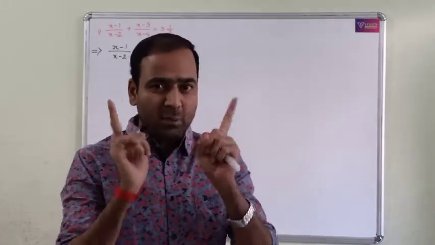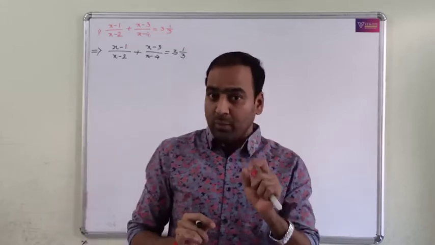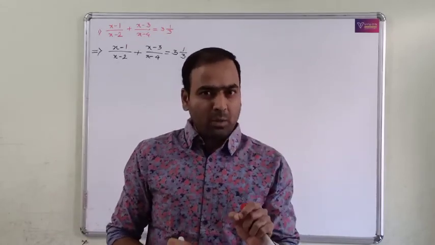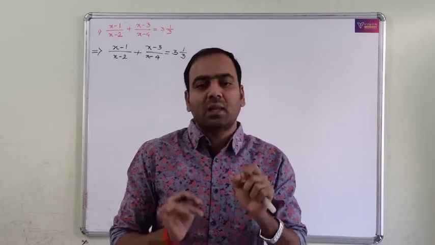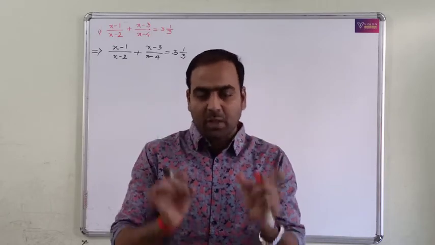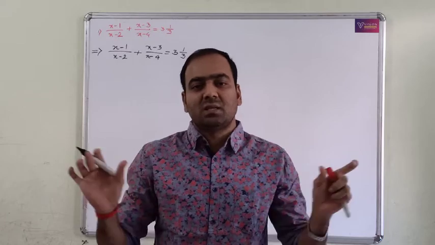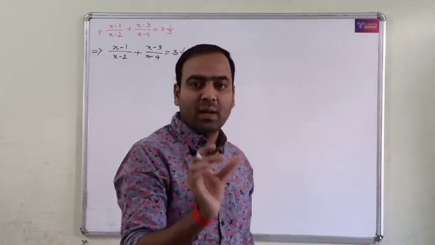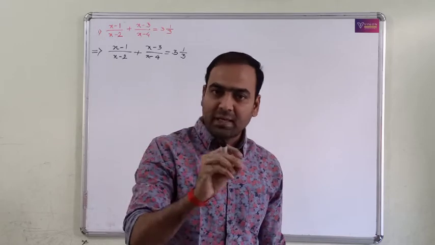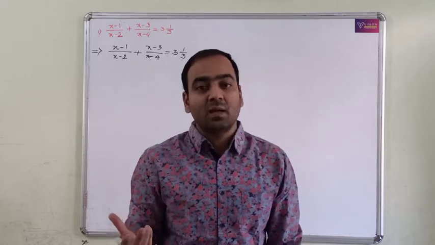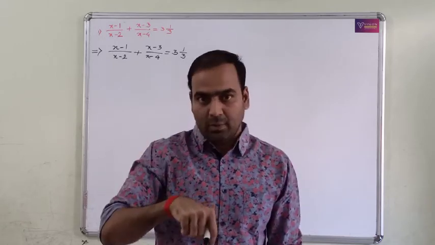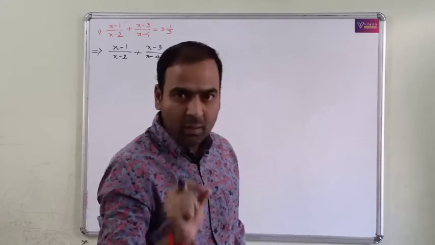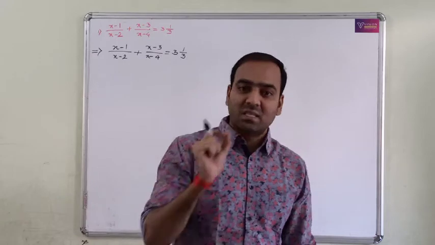Listen and keep in mind one thing. To solve an equation by the formula method, we first have to take the quadratic equation in the form of ax square plus bx plus c is equal to 0, then take the coefficient of x square as a, the coefficient of x as b and the constant term as c, and then use the formula. So first we will convert this into the form ax square plus bx plus c.